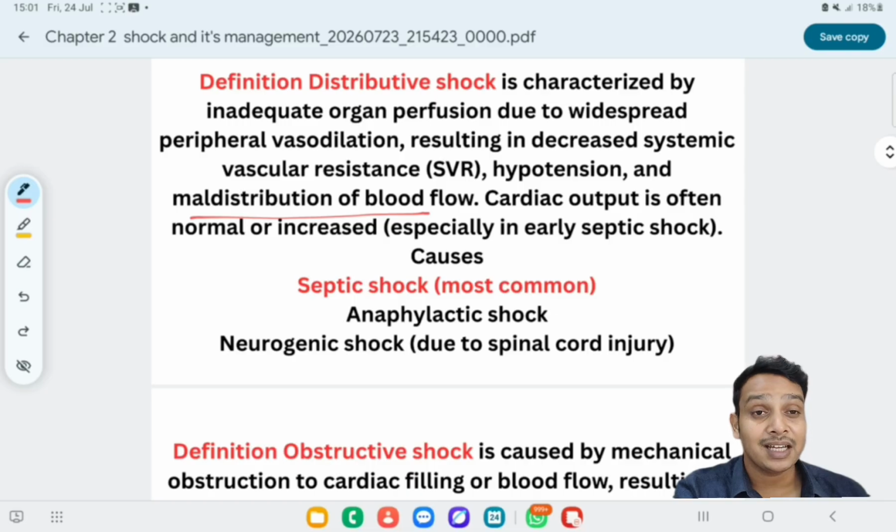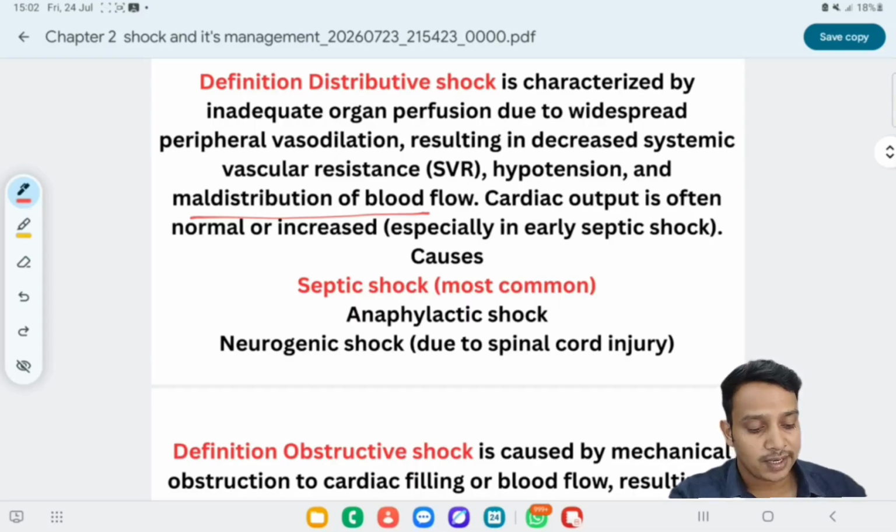In the other shocks there is a decrease in cardiac output, but in distributive shock there is an increase in cardiac output in the initial stages. Examples of distributive shock, remember, are septic shock, anaphylactic shock, and neurogenic shock because of spinal cord injury.